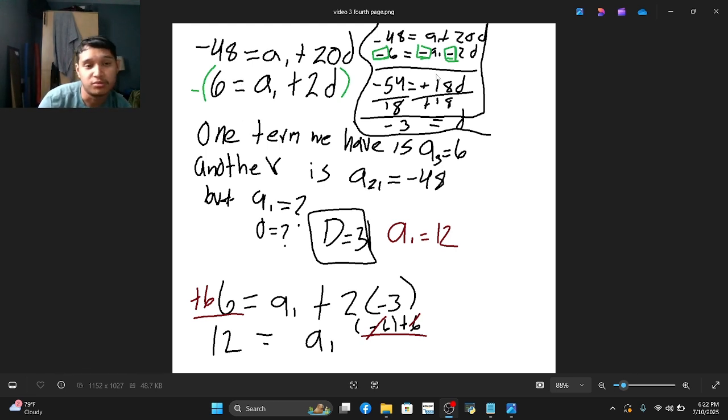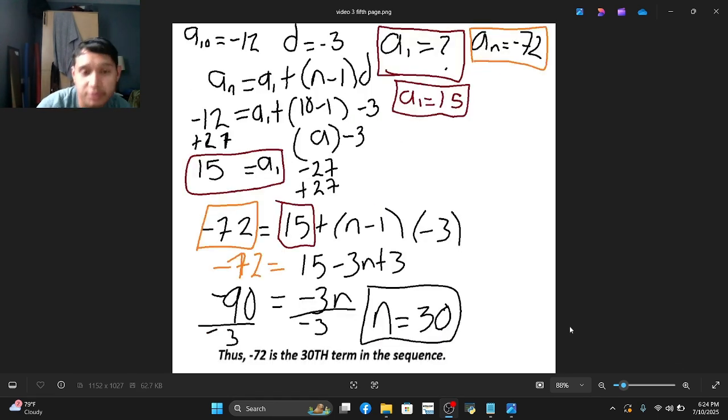So we have 6. We substitute the d, minus 3. We subtract it, and it will be 12. And then we have our first term.